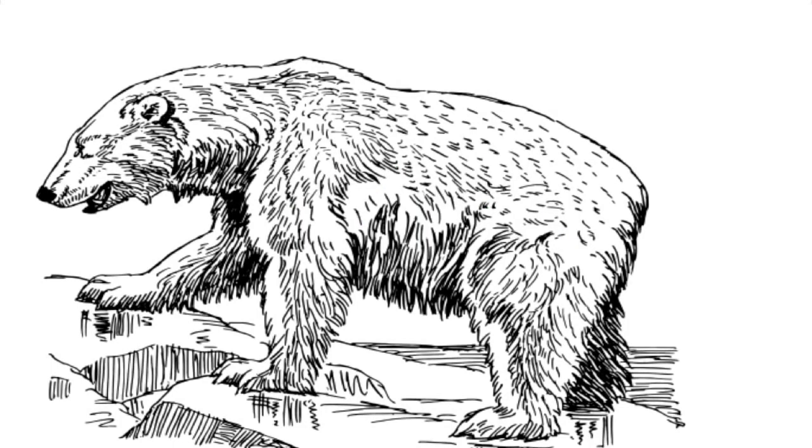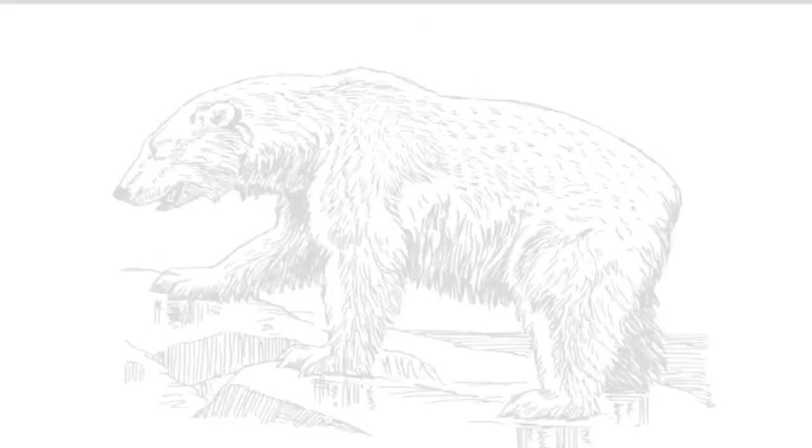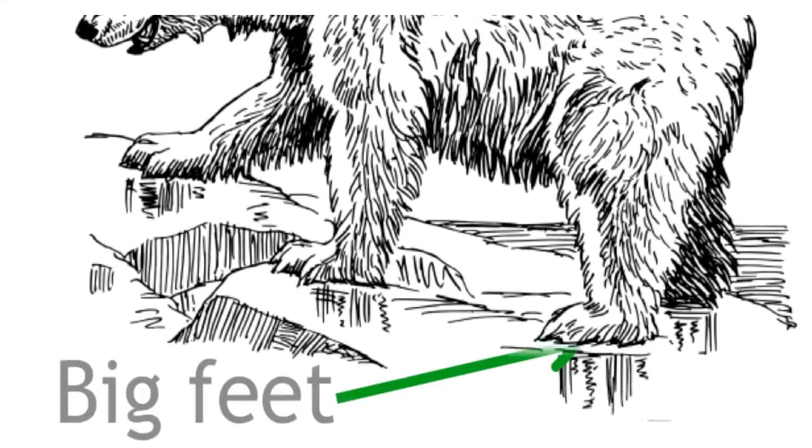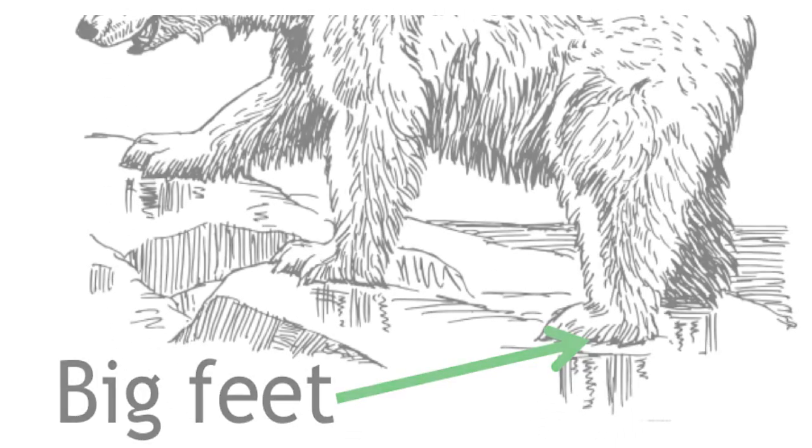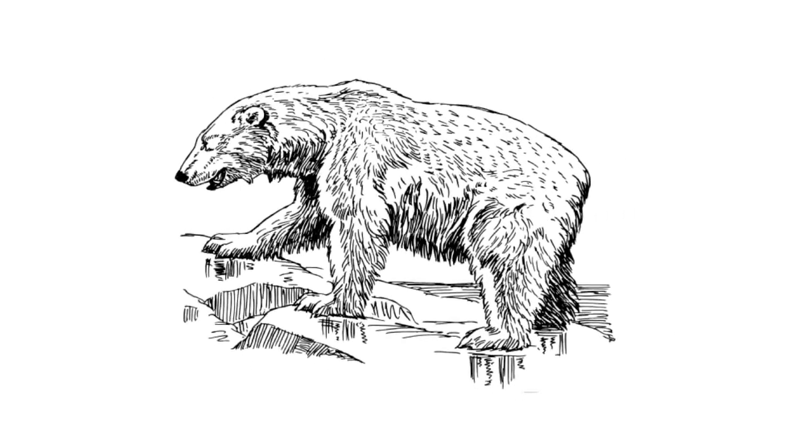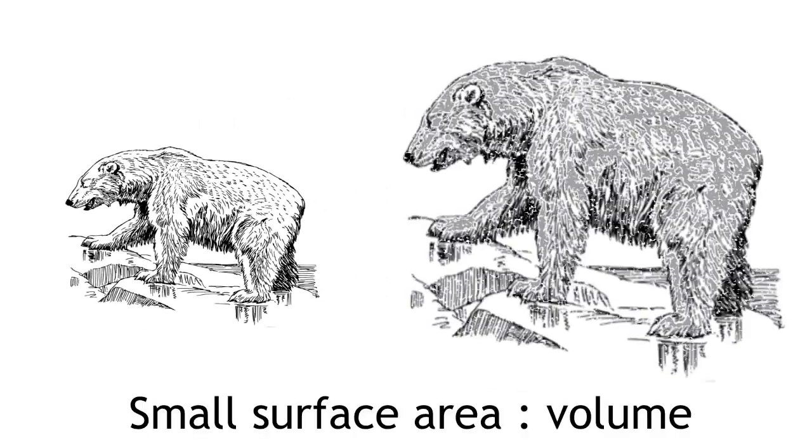Their fur is greasy, so it dries quickly after swimming. They have big feet to spread their weight on the ice and to increase grip. And they also have a small surface area to volume ratio to minimise heat loss.